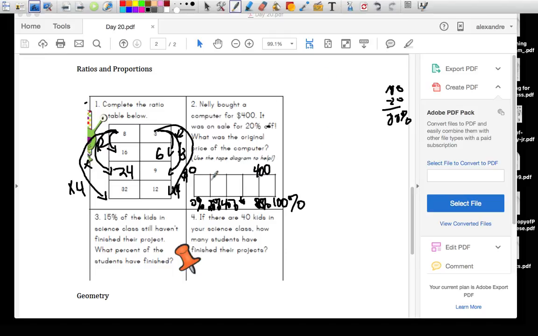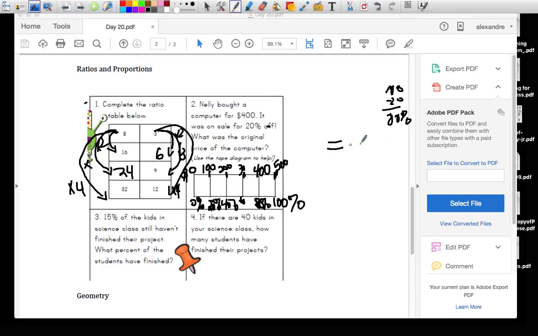Okay, so how many parts do we have? 1, 2, 3, 4. 4 parts equals 400. So what could be here to reach 400? That's what you've got to think of. If I had 400 divided by 1, 2, 3, 4, it would be 100. So let's see if that works. 100, 200, 300. And what do you think the full price was? 500.